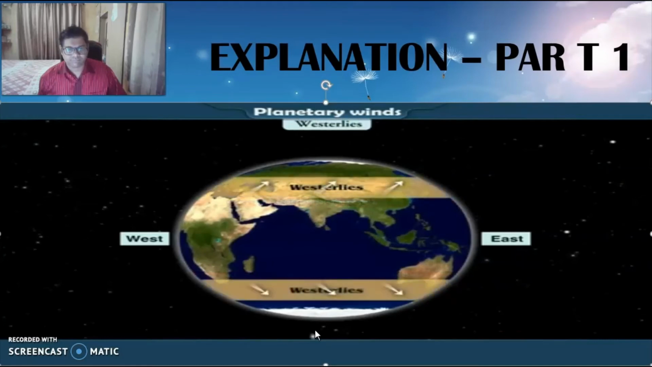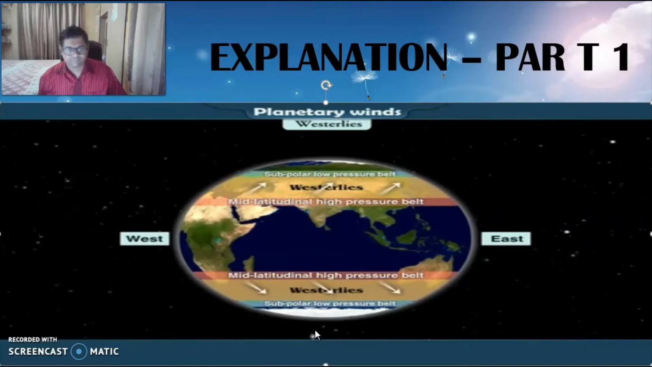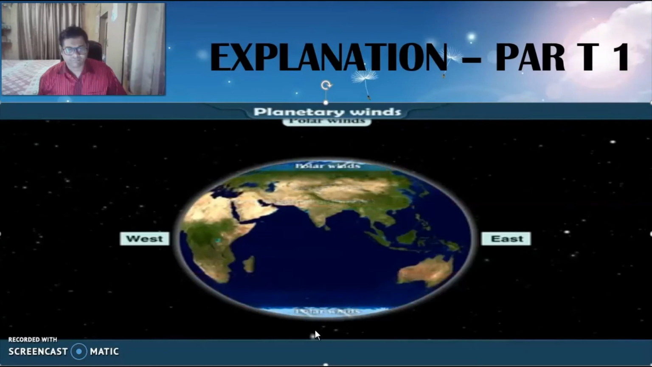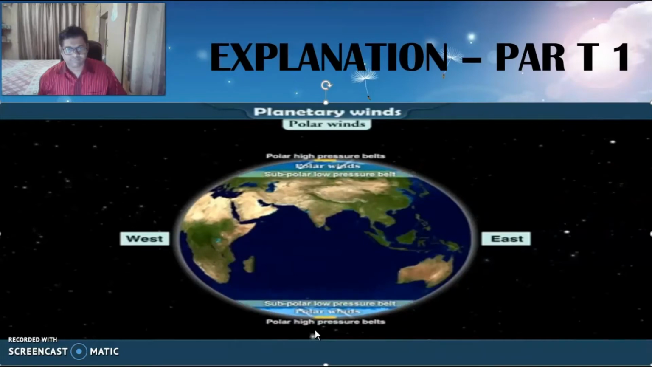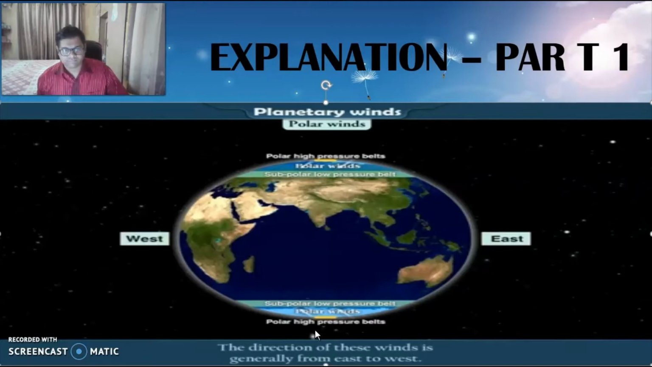B. Westerlies. The westerlies blow regularly from the mid-latitudinal high-pressure belt to the subpolar low-pressure belt. In both the hemispheres, these winds blow from west to east. That is why they are called the westerlies. C. Polar winds. Winds that blow from the polar high-pressure belts to the subpolar low-pressure belts are called polar winds. The direction of these winds is generally from east to west.